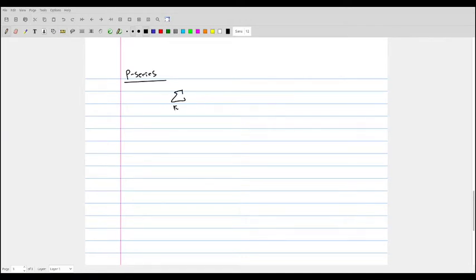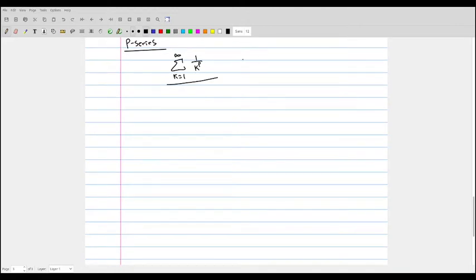the sum from, we typically start at 1, k equals 1 to infinity. You could start it at higher values of k as well, but it's the sum of 1 over k to the p. So any series of this form is a P series, where P is a fixed real number. And typically P is a positive real number.